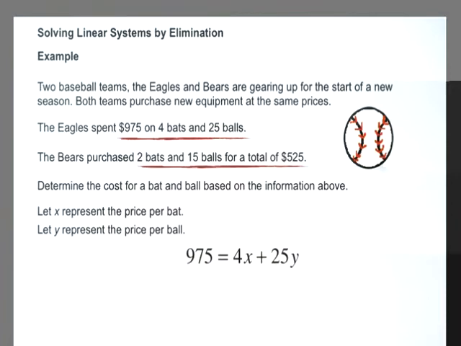The other equation, we're given that the Bears purchased 2 bats and 15 balls for $525. So our equation is 2x, because x again is the price per bat, so 2 times the price of each bat, plus 15 times the price of each ball, which would be the cost of 15 balls, is equal to a total of $525. So now we have 2 equations that are going to make up our linear system, and we're going to solve. We've solved by graphing, we've solved by substitution, and this is the third method that we're going to use, where we're going to solve by elimination.